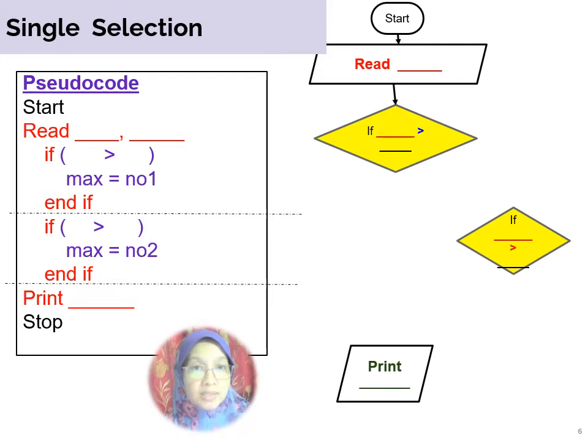Let's observe attentively how the computer executes this pseudocode. Start. Read number 1 and number 2, and then check: is number 1 more than number 2? If true, what should you do? If true, you do this: number 1 is assigned into max.